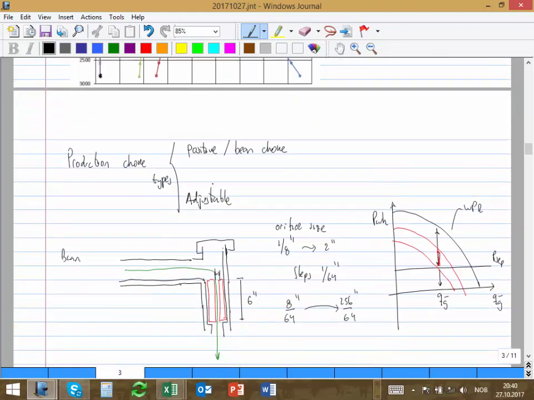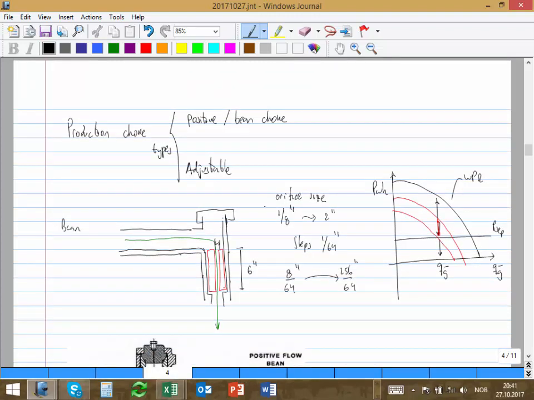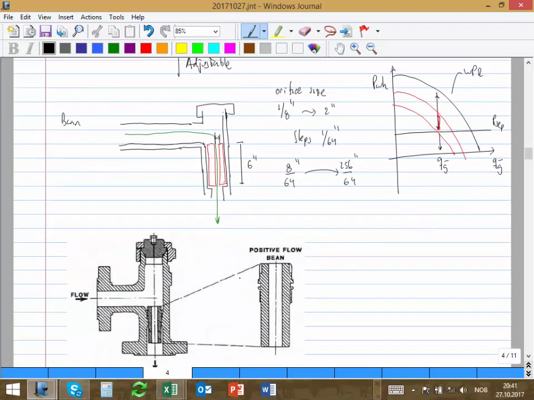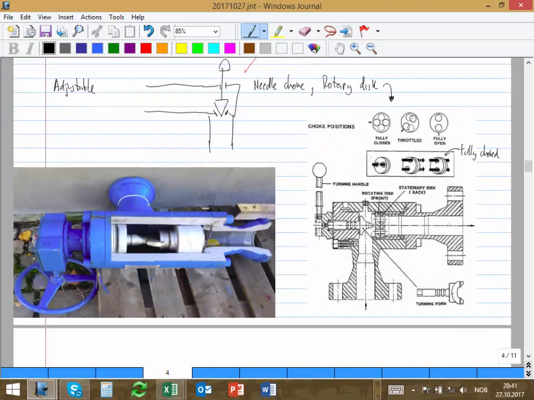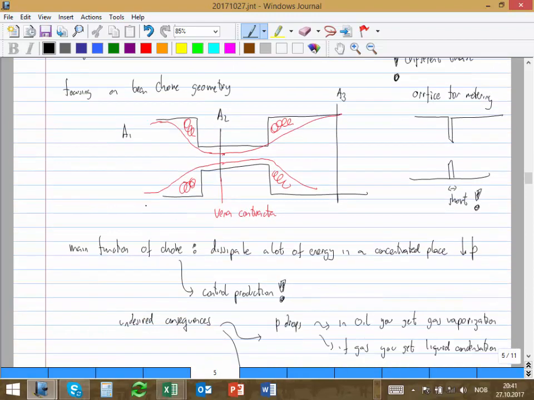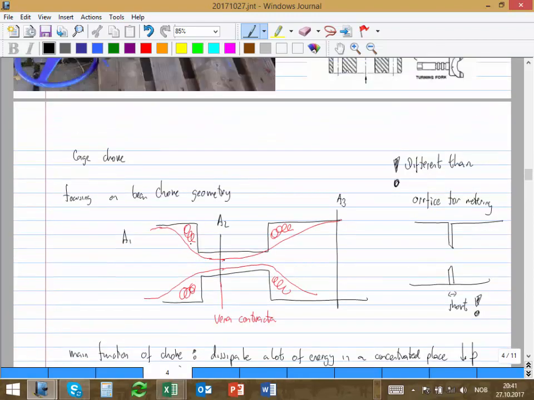Then we talked about choke, and we talked about general things about choke. A positive choke is fixed and it comes in different diameters. It's something that I can change and remove. I have to do it manually, say send someone to the field. So usually it's not very suitable for subsea wells. And then we went to the adjustable ones to see how they look. But I told you, all choke models basically go down to this basic model.